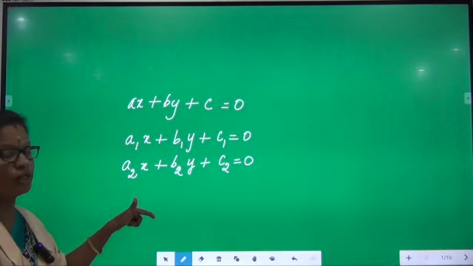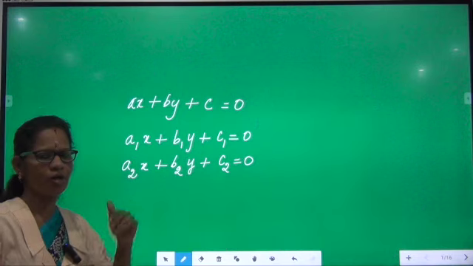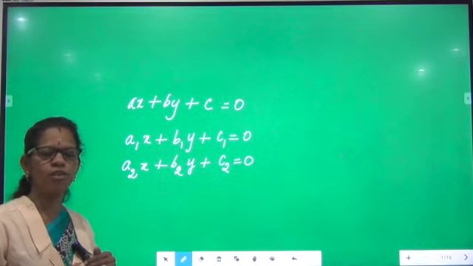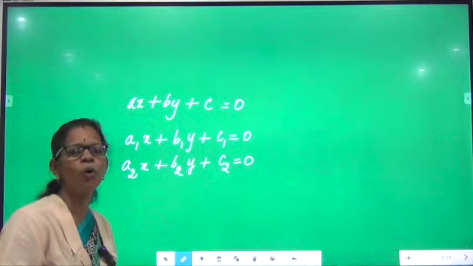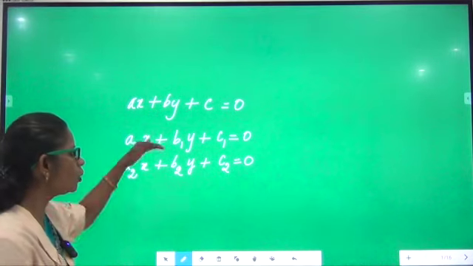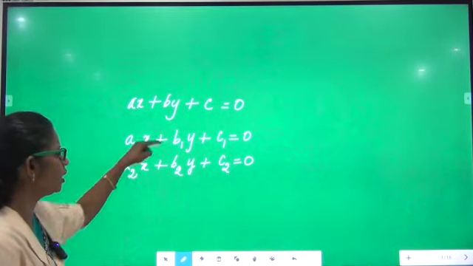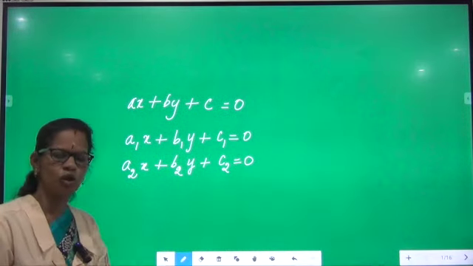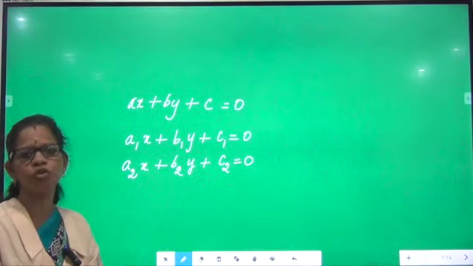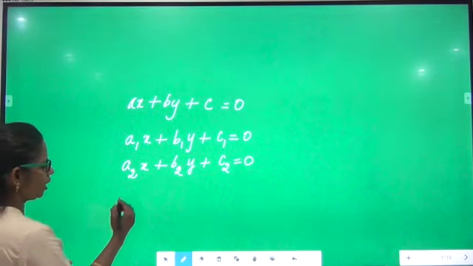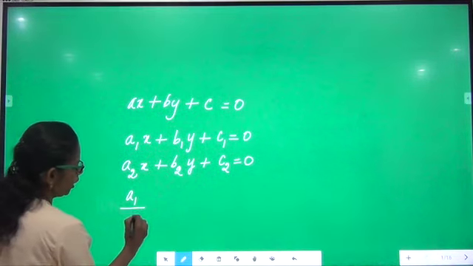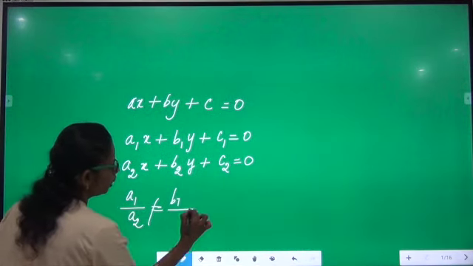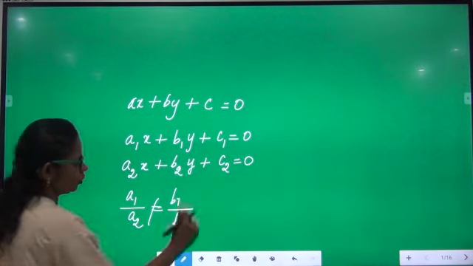When you see the equations, you people learned it. That's why I said, whenever you learn a new concept, you have to relate it with the known concept. This is your known concept, pair of linear equations in two variables. When you see this, what sparks in your mind? Conditions, right? a1 by a2 is not equal to b1 by b2.